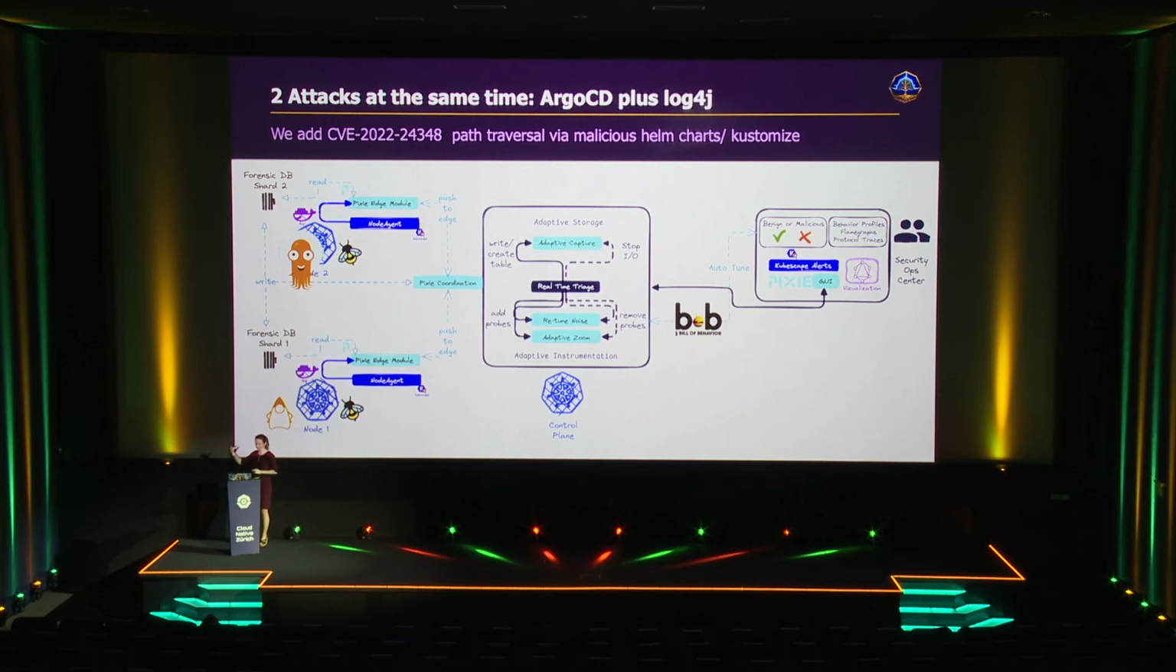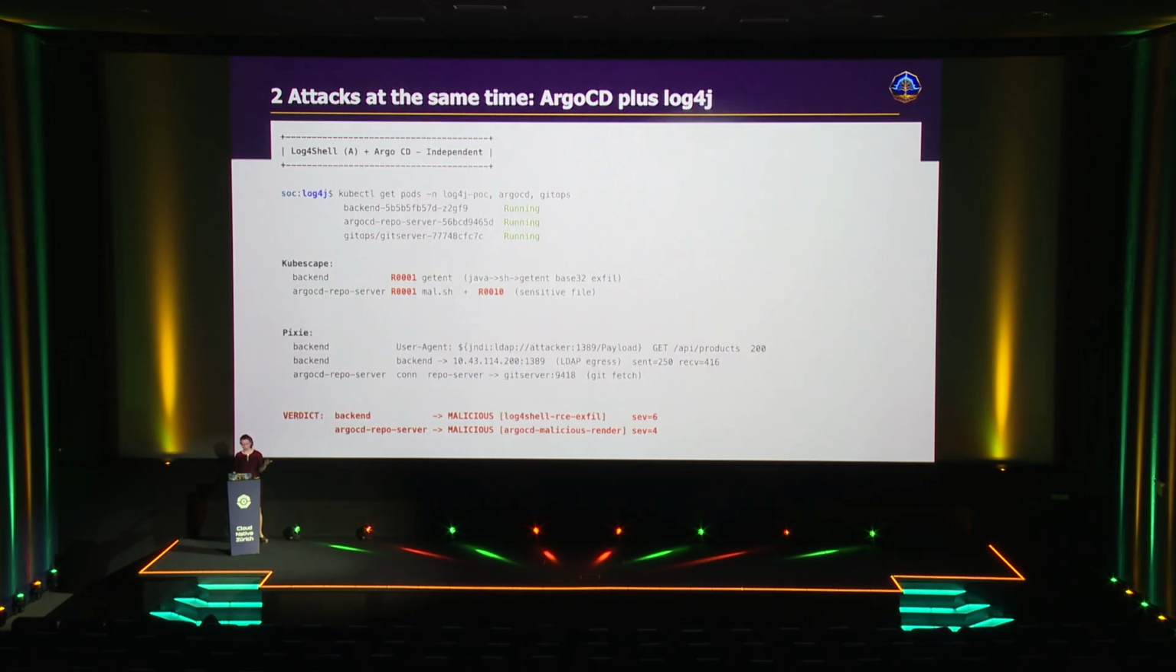What happens here is essentially, if you render Helm or Customize, during the render, you can path traverse down into sensitive files, for example, and steal tokens and secrets. And that's exactly what happens here. I will not go into particular details. So again, we still have our Log4Shell running, and we also have this Argo guy running. We're rendering this malicious payload within Customize, and then we see we have a sensitive file access.